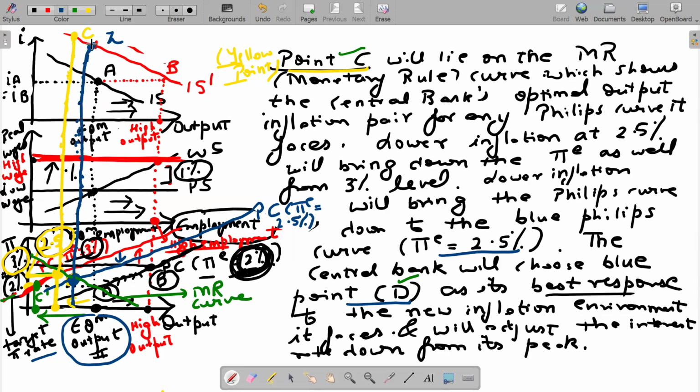So the central bank is going to bring the interest rates down. If I stretch the axis, this was the interest rate at C. So the interest rates are going to go down from their peak. The peak was happening at point C. They're going to go down from IC to IZ.